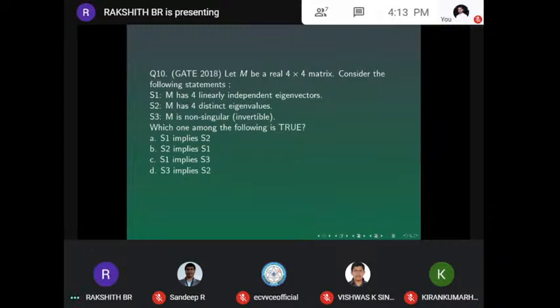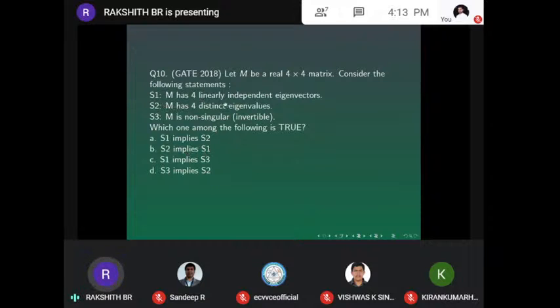So here S2 need not imply S3 actually. Sorry, I have just misinterpreted S2 implies S3. Option B is S2 implies S1. That means M has 4 distinct eigenvalues. Does that imply that M has 4 linearly independent eigenvectors?